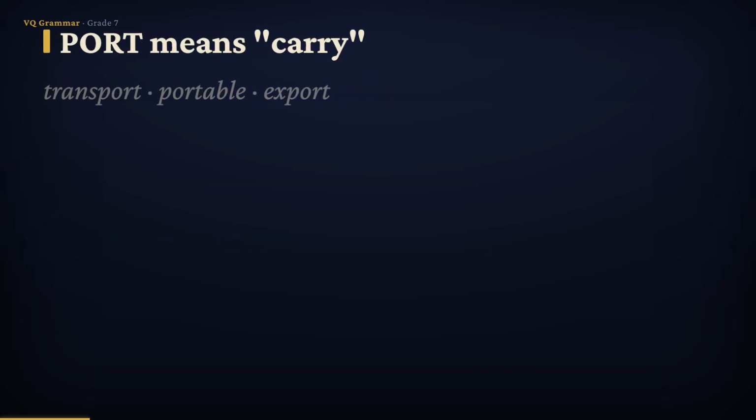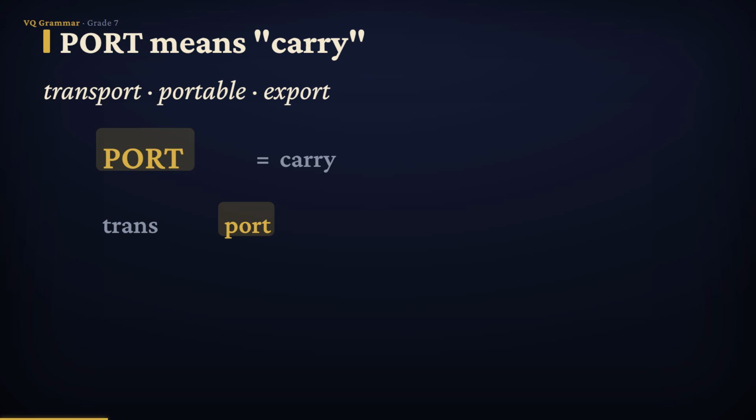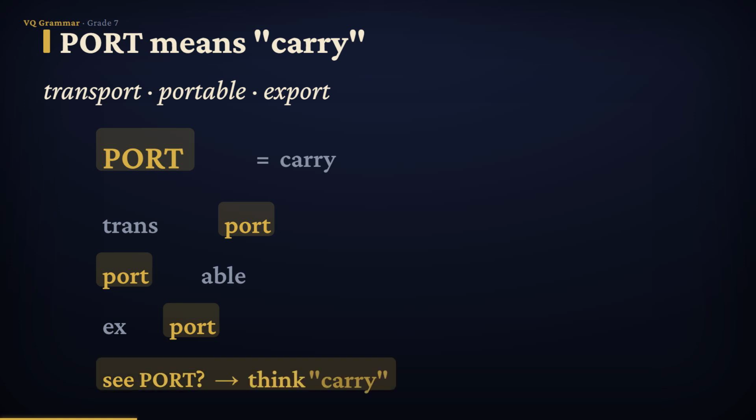Let's meet our first root, P-O-R-T, port, which means carry. Watch how it hides inside familiar words. Transport carries things from one place to another. Something portable is easy to carry around. And when we export goods, we carry them out to other countries. Do you see it? The same little chunk, port, sits inside all three, and each word has something to do with carrying. Whenever you see port, think carry.